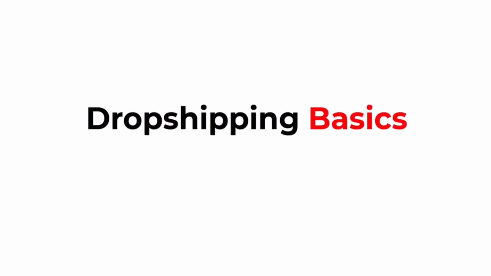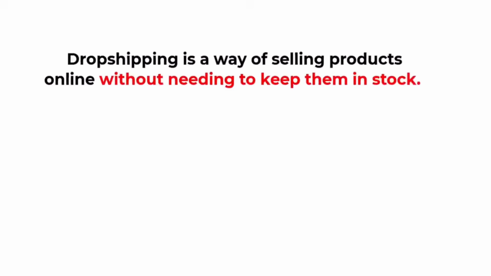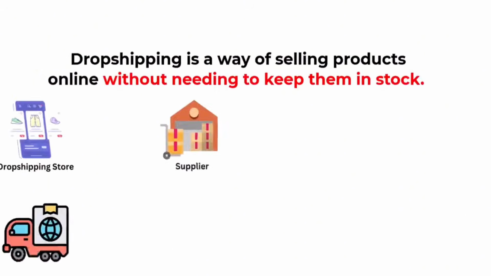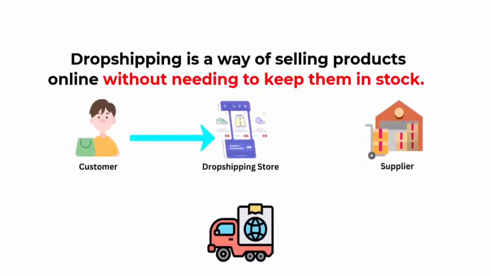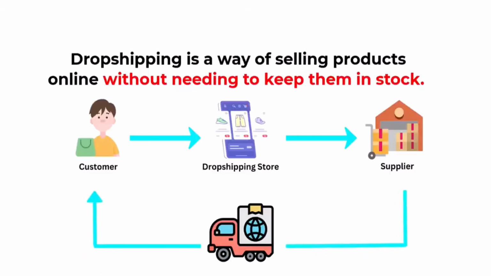Before we start building our store, I want to make sure that the dropshipping basics are clear to you. What is dropshipping and how does it work? Dropshipping is a way of selling products online without needing to keep them in stock. The concept is very simple. When a customer purchases a product from your dropshipping store, you're gonna forward it to the supplier, who ships the product straight to the customer. You act here as a middleman between the customer and the supplier. This process is done automatically, and we will cover it step by step in this tutorial.